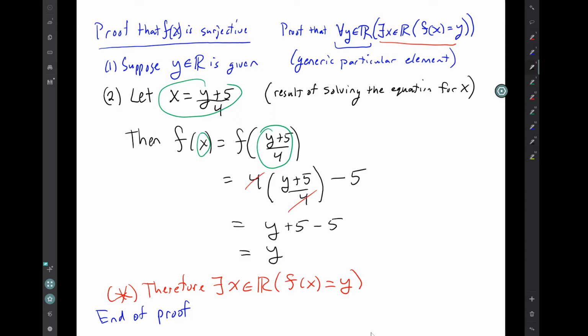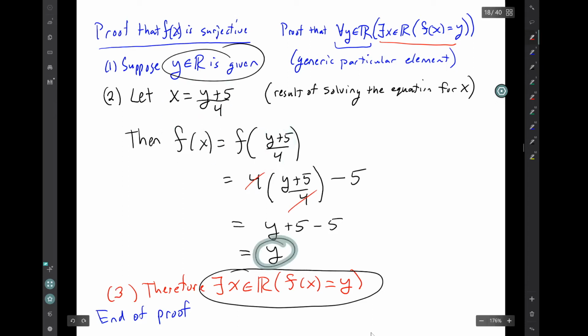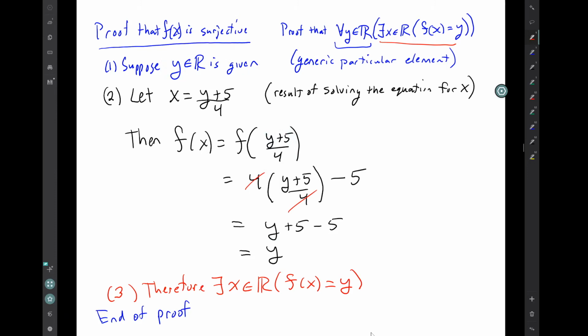So look what happens. When we use that magic x, it turns out that f of x for that magic x is our given y. So we have found an x value that has the property that f of x equals y. So this red statement is actually the final statement of our proof. It's numbered 3. So that's how we prove that f of x is surjective.